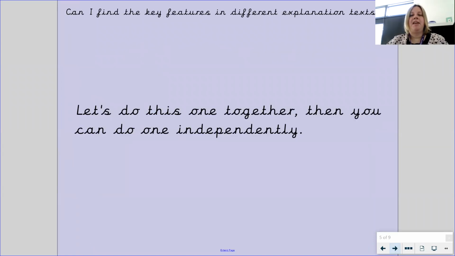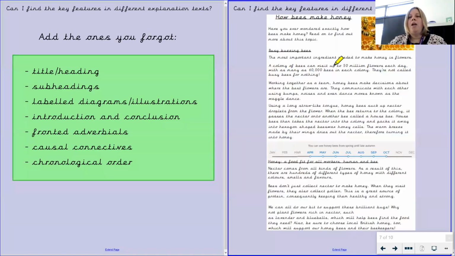Let's do this one together, then you can do one independently. So we are going to have a look at this explanation text, and then we are going to highlight the key features. So I'm going to read it to you. How bees make honey. Have you ever wondered exactly how bees make honey? Read on to find out more about this topic.